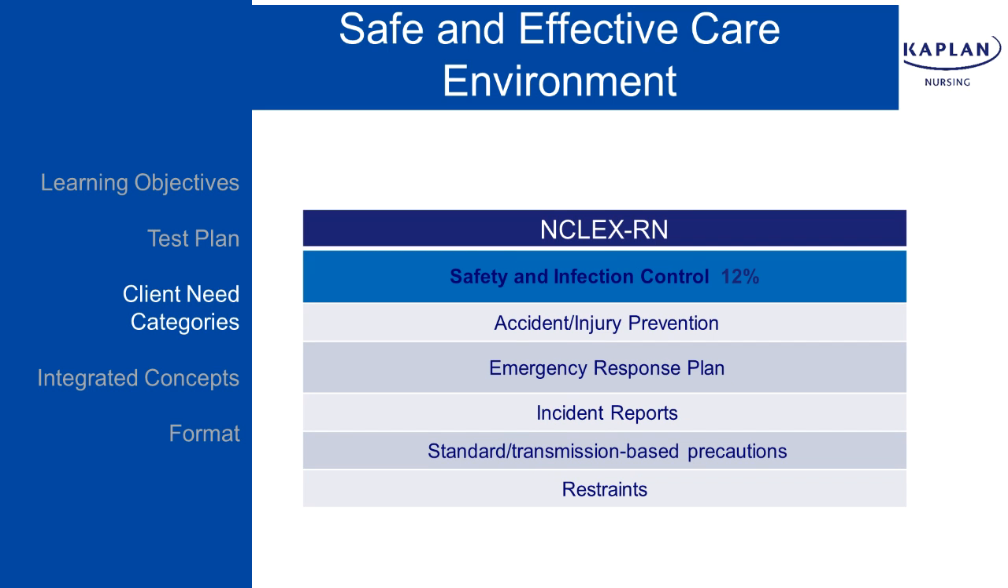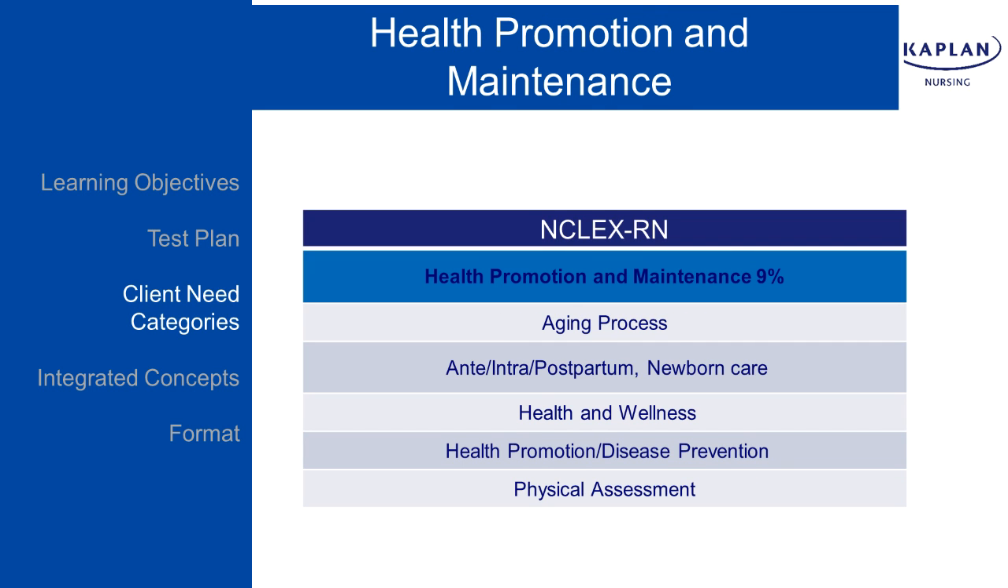The second subcategory under safe and effective care environment is safety and infection control. 12% of your questions come from safety and infection control. This includes accident and injury prevention, emergency response plan, incident reports, standard and transmission-based precautions, as well as restraints. So again, regardless of the number of questions you receive on the exam, 12% will come from safety and infection control.